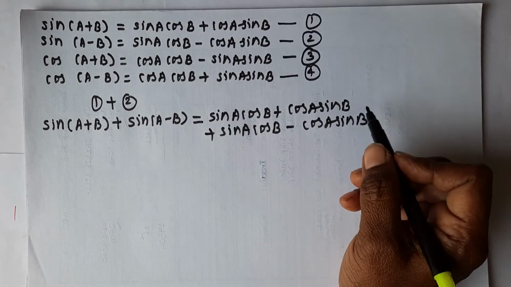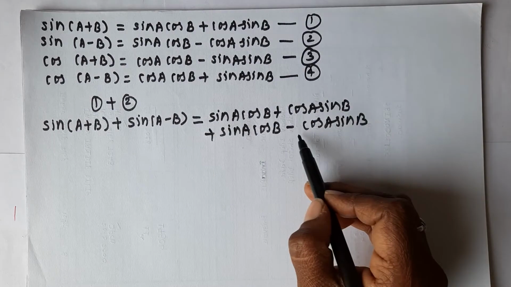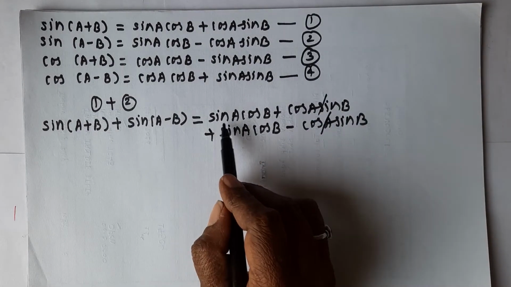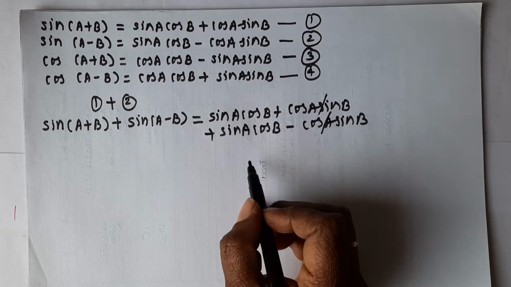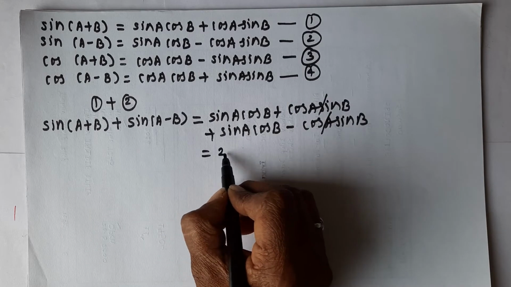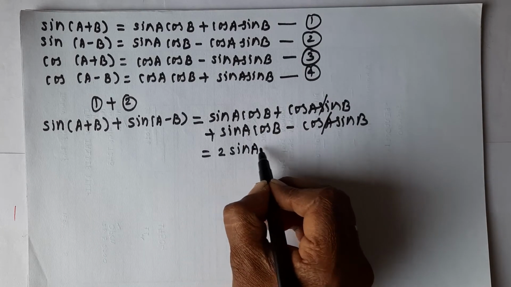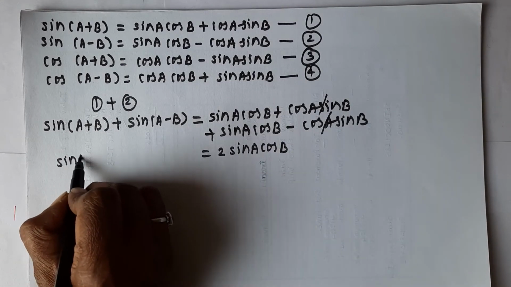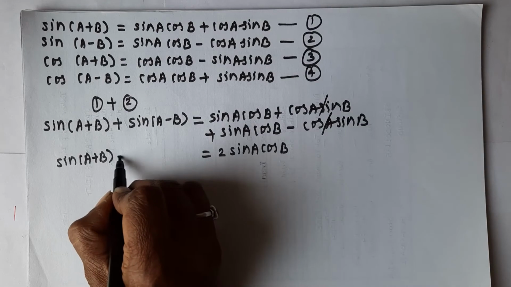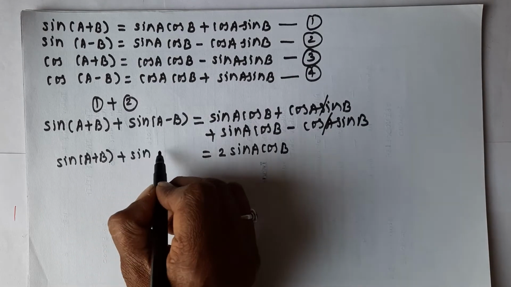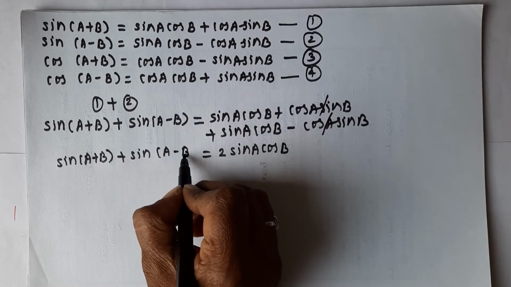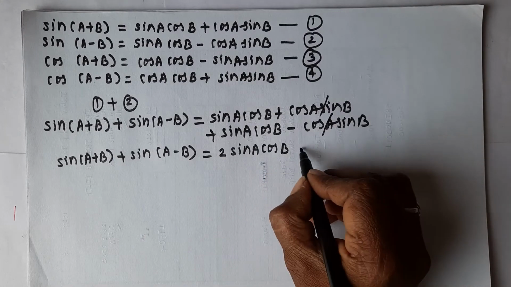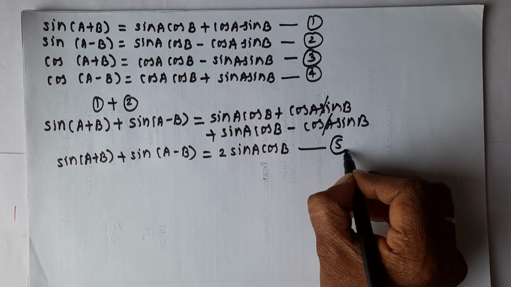And see, to the right hand side, this plus cos a sin b and minus cos a sin b will get cancelled, and this will be sin a cos b plus sin a cos b, that is 2 times sin a cos b. We have got sin(a+b) plus sin(a-b) is equal to 2 times sin a cos b. Treat this as equation 5.